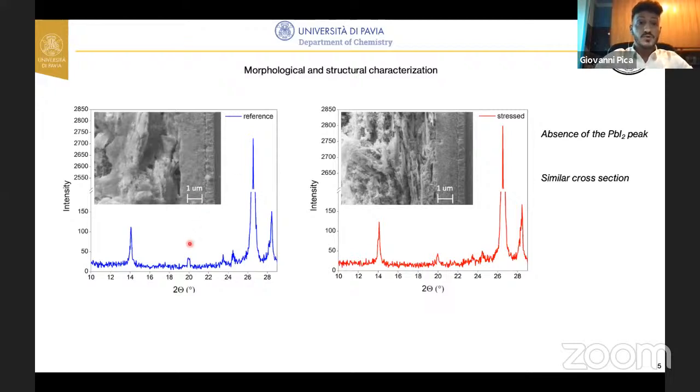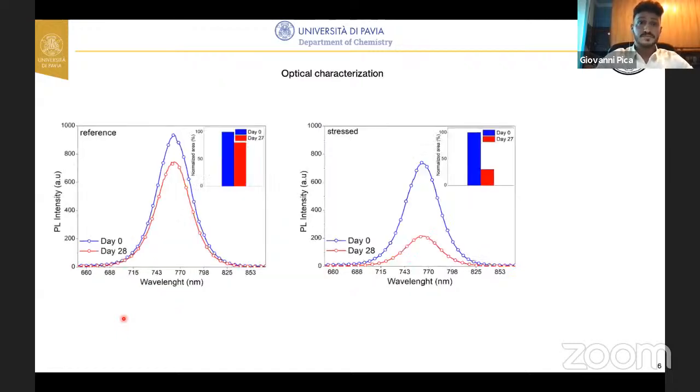From a structural point of view, you can see the absence of the PbI2 peak that arose at 12.4, and this is another addition to say that the composition of the bulk has had no variation. At the end, we also did optical characterization.